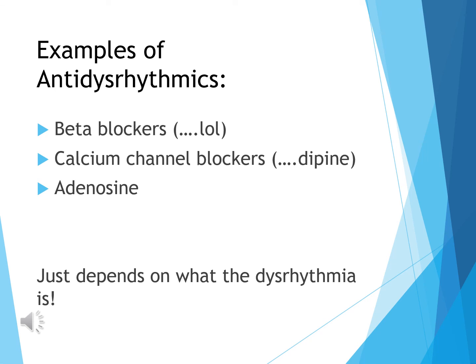A beta blocker would convert SVT and VTAC to a normal sinus rhythm because it slows the heart rate and decreases the blood pressure. A calcium channel blocker would control irregular heartbeat and slow the heart rate, decreasing the blood pressure, and that's used for SVT, atrial tachycardia, atrial fib, atrial flutter, and VTAC. And then adenosine converts SVT to normal sinus rhythm because it slows the conduction.